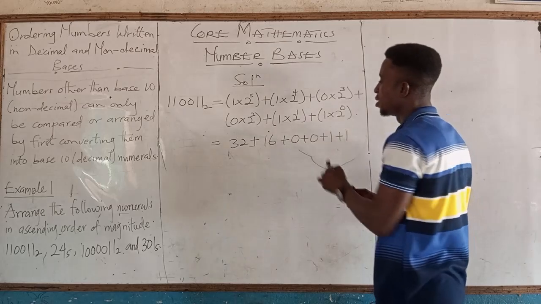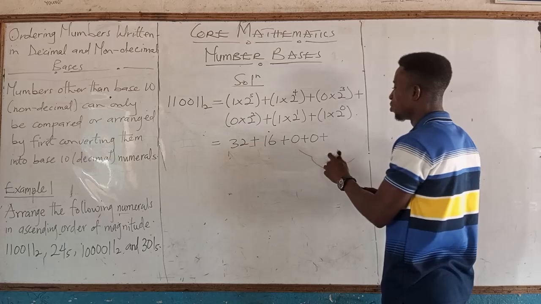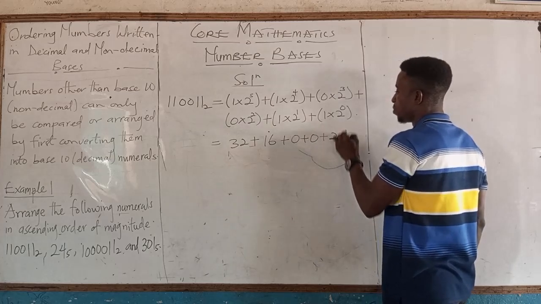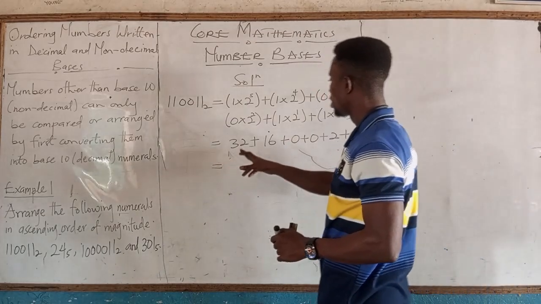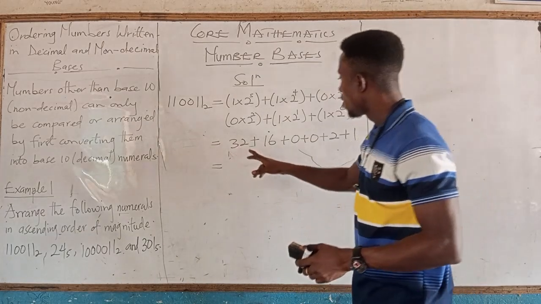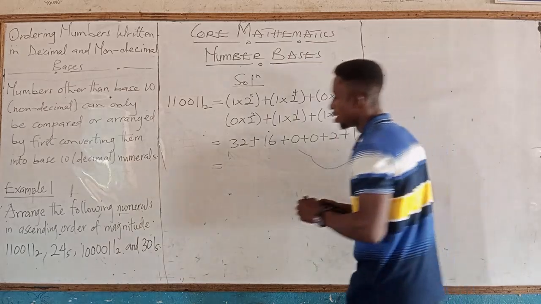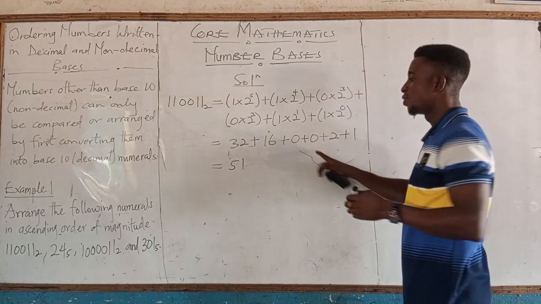Because 1 times, sorry, this one will go to another 0, then plus this one will go to 2, then plus 1. So putting everything together is getting us 32 plus this plus that, getting you, let's say 48, then 51. So this one is getting me 51. Putting this on the calculator will get you 51.